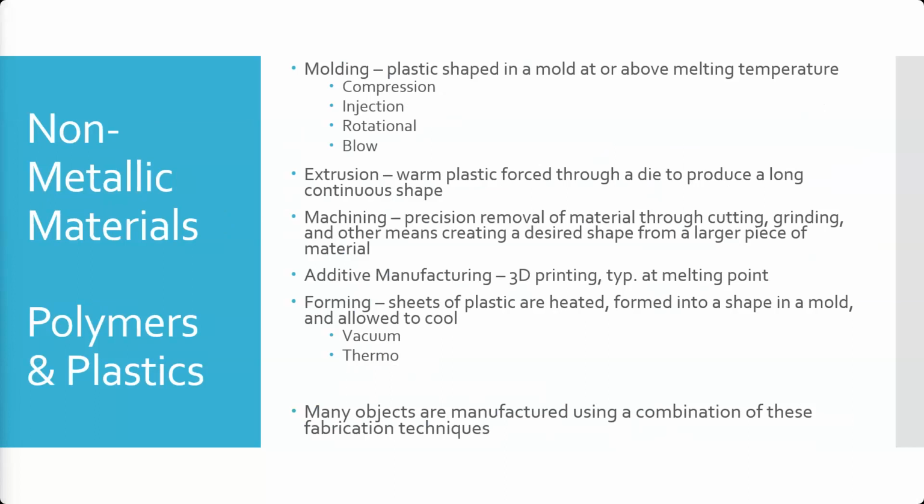Extrusion, warm plastic can be forced through a die to produce long continuous shapes. If it's long, skinny, or flat, it's possibly extruded. Machining, plastic can be machined. You cut away material. Again, it's going to be some kind of other part that has material, a larger object that has material cut away. Although with plastics, you can get pretty smooth surfaces even in the molding process.